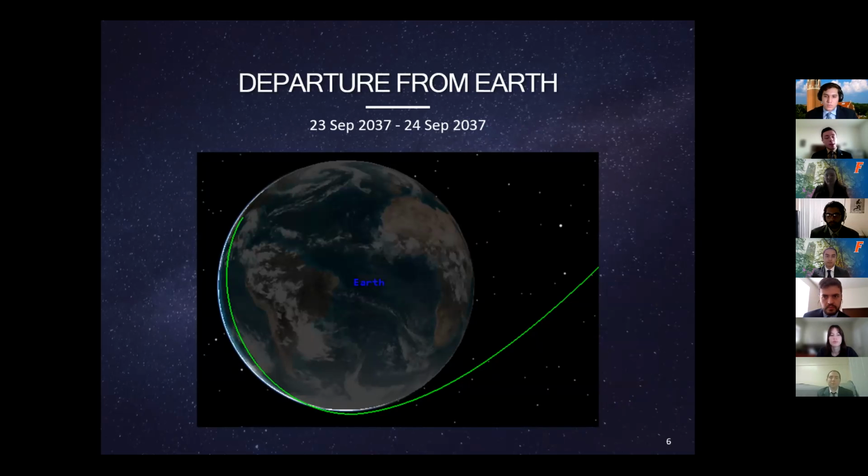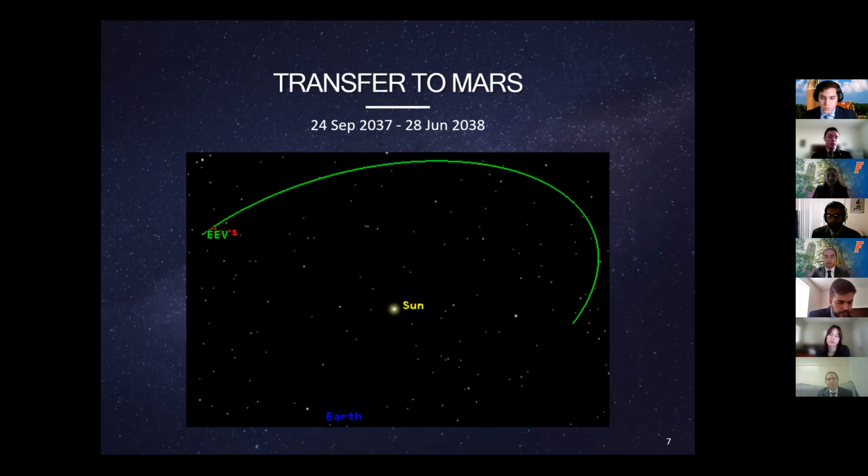So we'll start on September 23rd, 2037 by launching from Earth on a SpaceX Starship launch vehicle. At this point in Earth orbit, the Starship will refuel, and we're giving it about a day to do so. And then on September 24th, it will perform a burn to escape the Earth. It will then be on a heliocentric transfer to Mars and will arrive at Mars on June 28th, 2038.